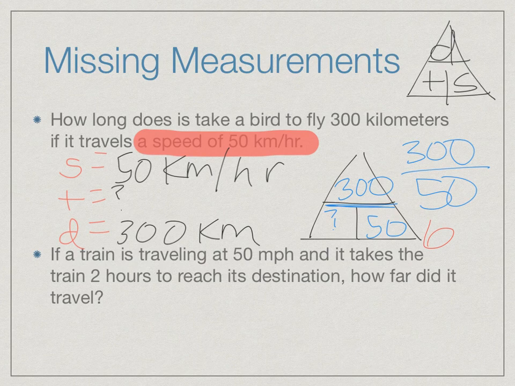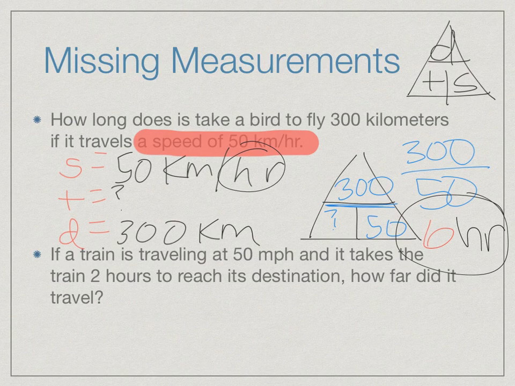So that means 6 is our answer, but 6 what? Well, let's go back to that original problem. We have kilometers per hour, and we have kilometers. Let's see, what would our unit of time be? Has to be hours. So that means that it takes the bird 6 hours to fly 300 kilometers with the speed of 50 kilometers per hour.